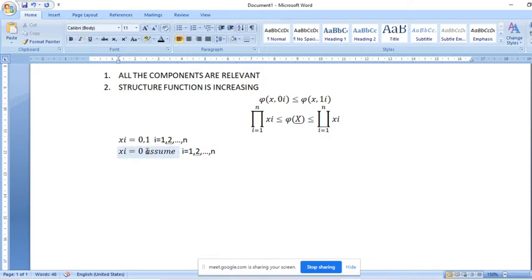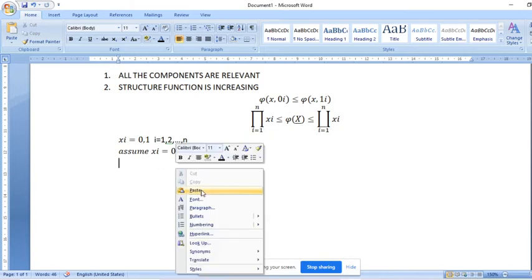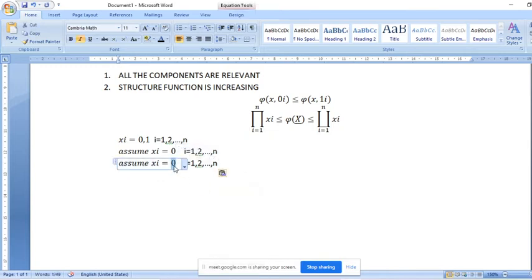So as you assume x equal to 0 for i equal to 1, then what happens? Yes, the product will be 0 and phi of x will be 0 and the union also will be 0. Okay, now we assume that all xi's are 1, then what happens? The product will be 1, phi of x will be 1, functioning, and the union, the parallel system, will be functioning.